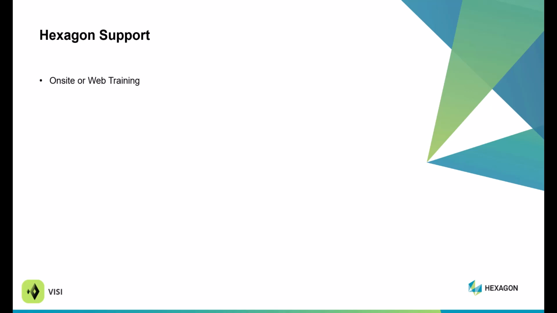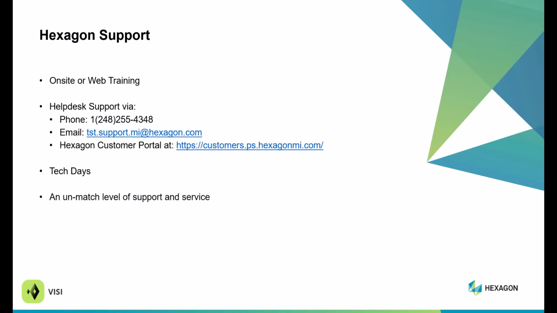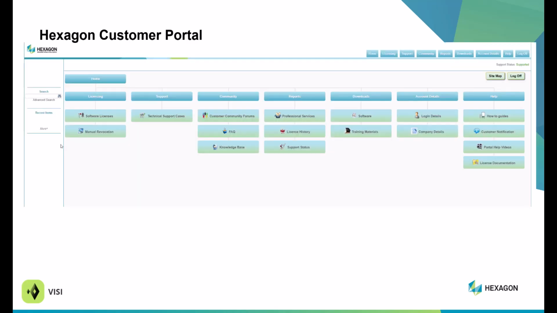Hexagon support. We offer on-site and web training. Our helpline has changed from last year, so our new phone number is 248-255-4348. Our email address is tst.support.mi@hexagon.com, or you can also access the Hexagon customer portal to email us with support questions. We offer tech days, such as this, with our webinar going over the new features, and as you probably already know, we have an unmatched level of support and services.